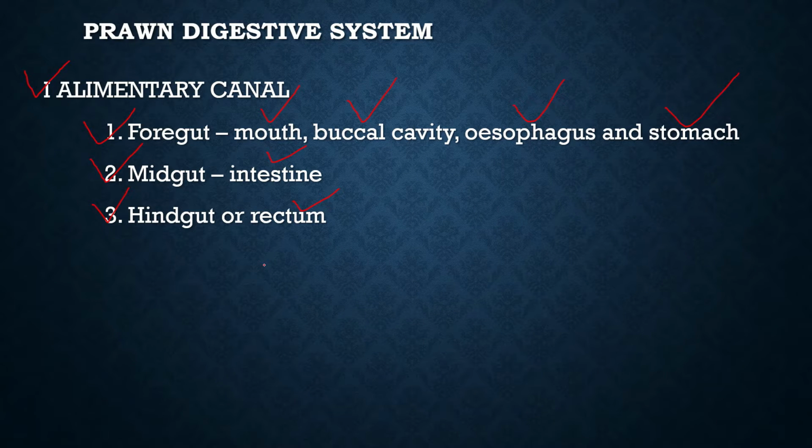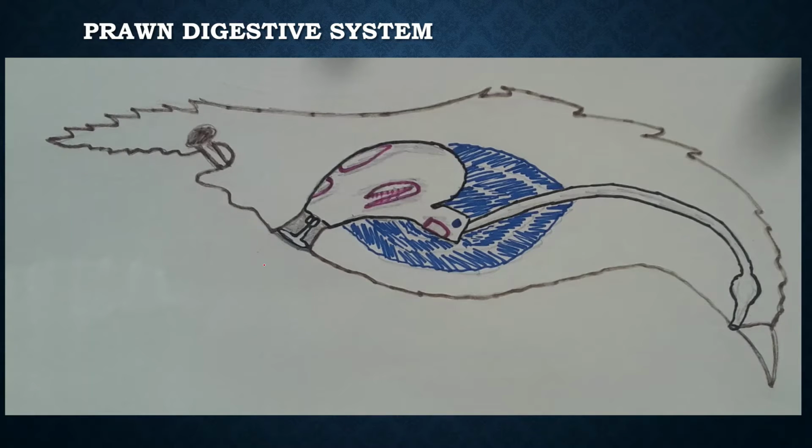Before starting to see this digestive system, we must know the food and feeding method of the prawn. The prawn feeds mainly on algae, moss, aquatic weeds and some debris. It occasionally feeds on small aquatic animals also, such as insects, snails, tadpoles, fish and debris of the bottom.